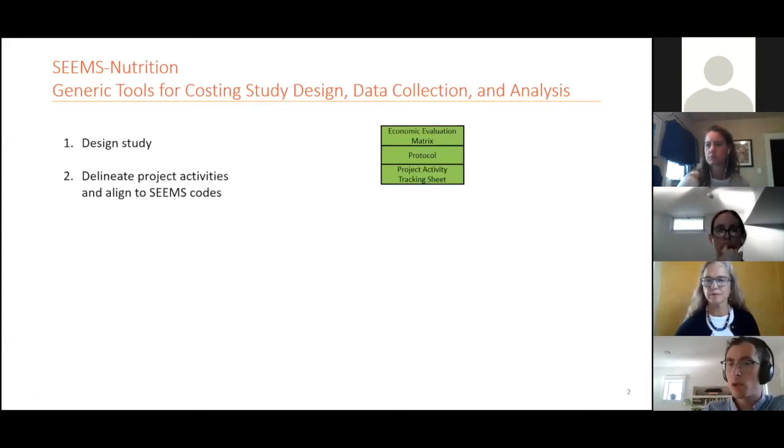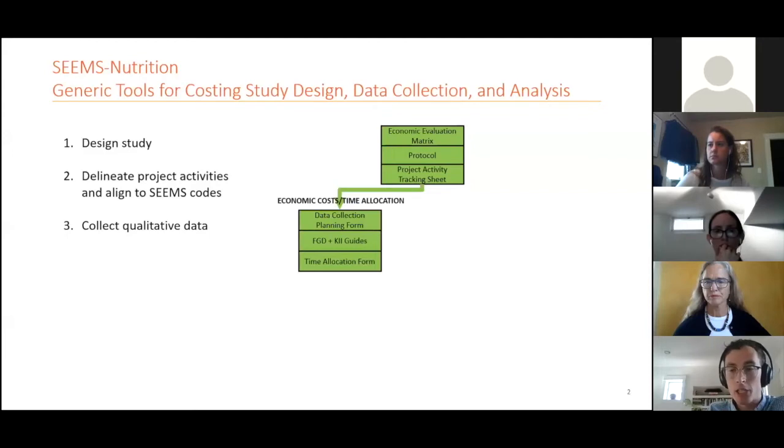Most costing studies will include some form of qualitative microcosting to estimate total economic cost, including volunteer time and out-of-pocket expense, as well as to understand the allocation of time, for example, by staff across various activities. So we've developed a set of generic data collection and analysis tools for this purpose.